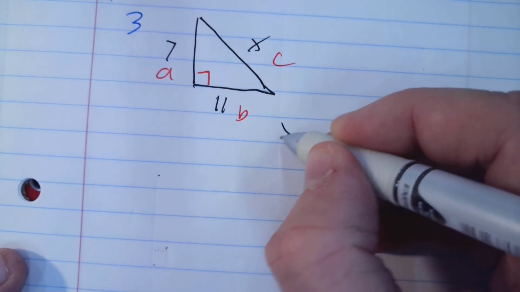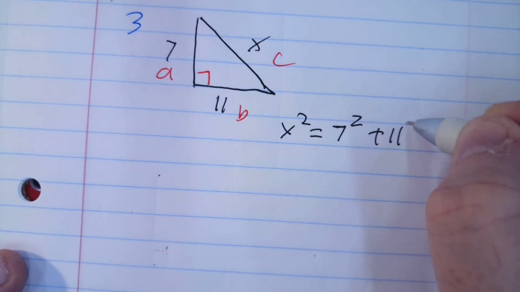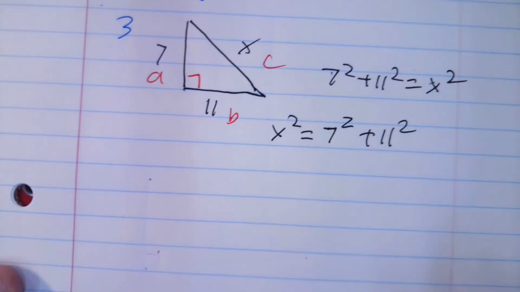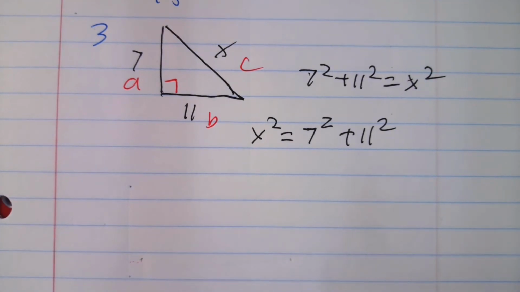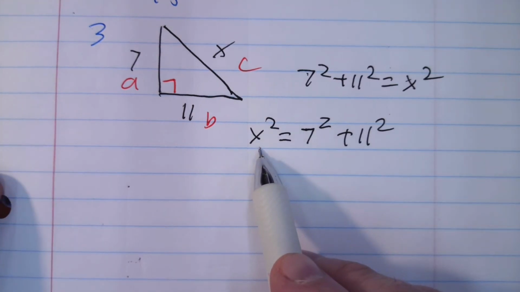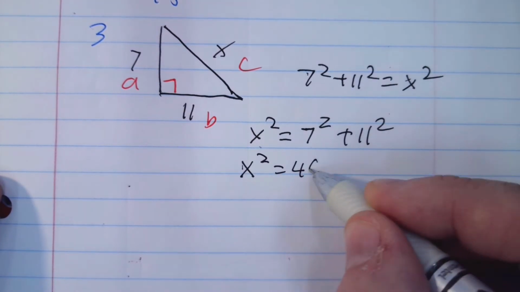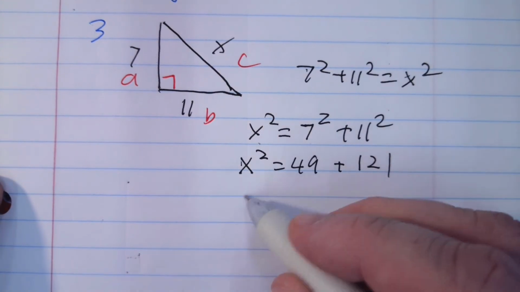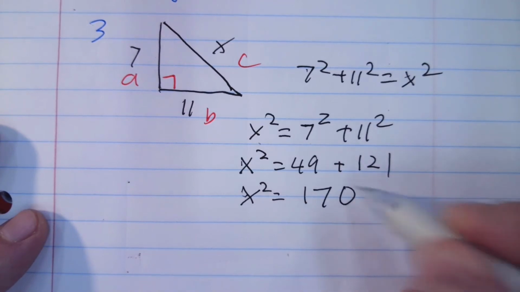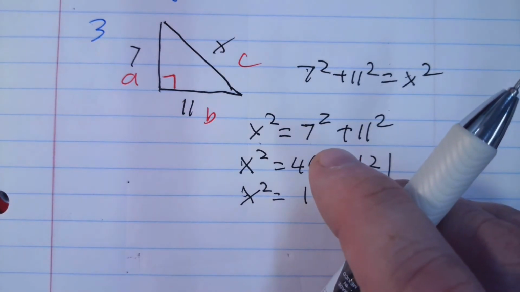You can do x squared equals 7 squared plus 11 squared, or you can do 7 squared plus 11 squared equals x squared. Doesn't matter at all. So we can just move on and solve. Calculators are nice. Even without a calculator, you should know 49 and you should know 121. X squared equals 170, right? This is math, so we pretty much want to do exact.